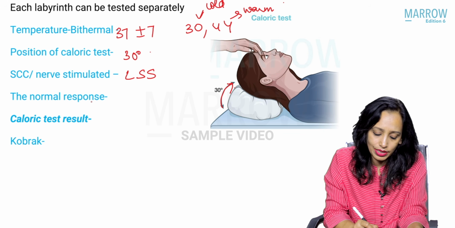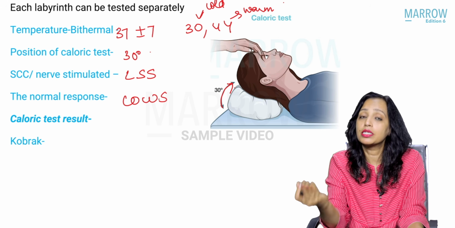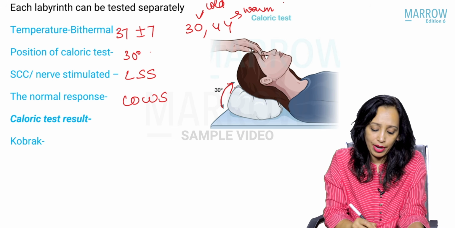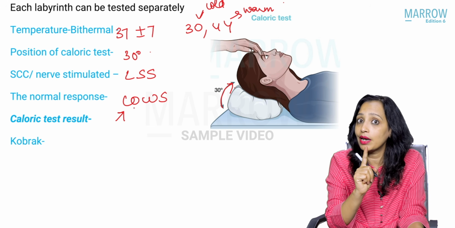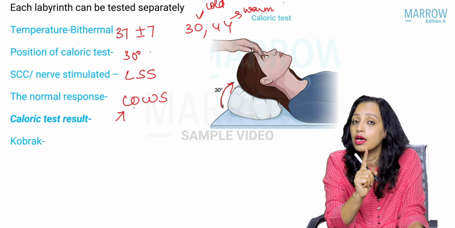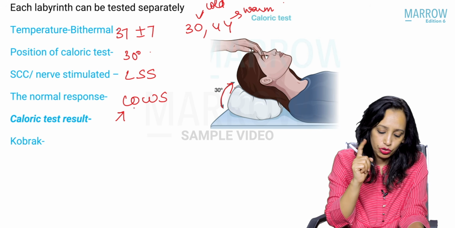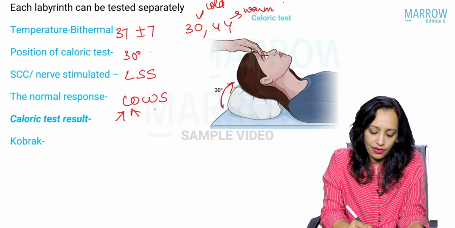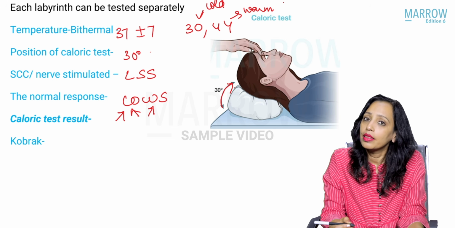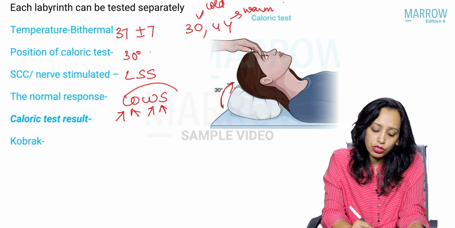The normal response is COWS. What is COWS? If your, my or the patient's vestibular system is normal, if I put cold water, I should get a nystagmus, a horizontal nystagmus, right? Lateral semicircular canal is what we are stimulating. So lateral semicircular canal leads to what nystagmus? Horizontal nystagmus. So I should get a horizontal nystagmus towards the opposite side. Whereas if I am putting warm water, then I should get a horizontal nystagmus towards the same side. This is the normal response.